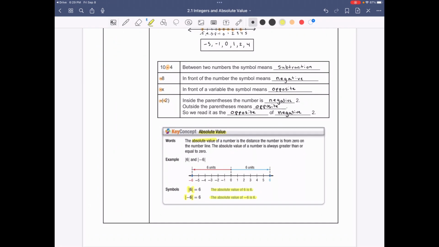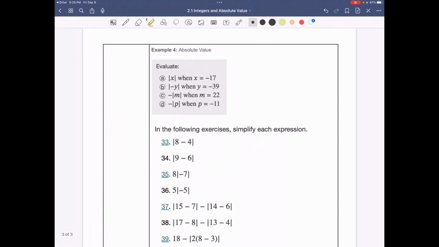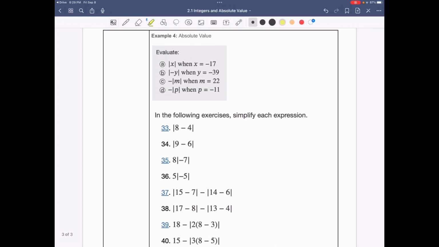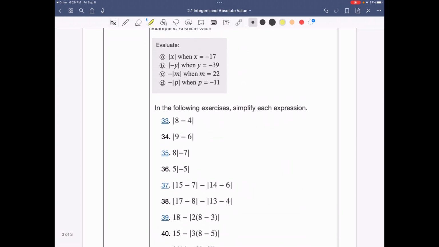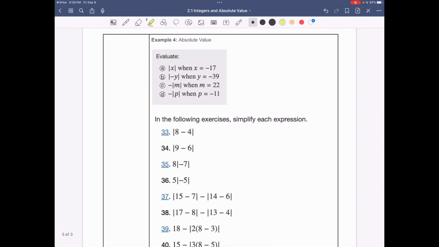When you're ready, turn your page. Let's do these examples and then we'll practice with all of these examples. We'll have plenty of time to practice with our friends. All right. What is the absolute value of x when x is equal to negative 17? So what we do is we plug in negative 17 where the x was. That is equal to positive 17.